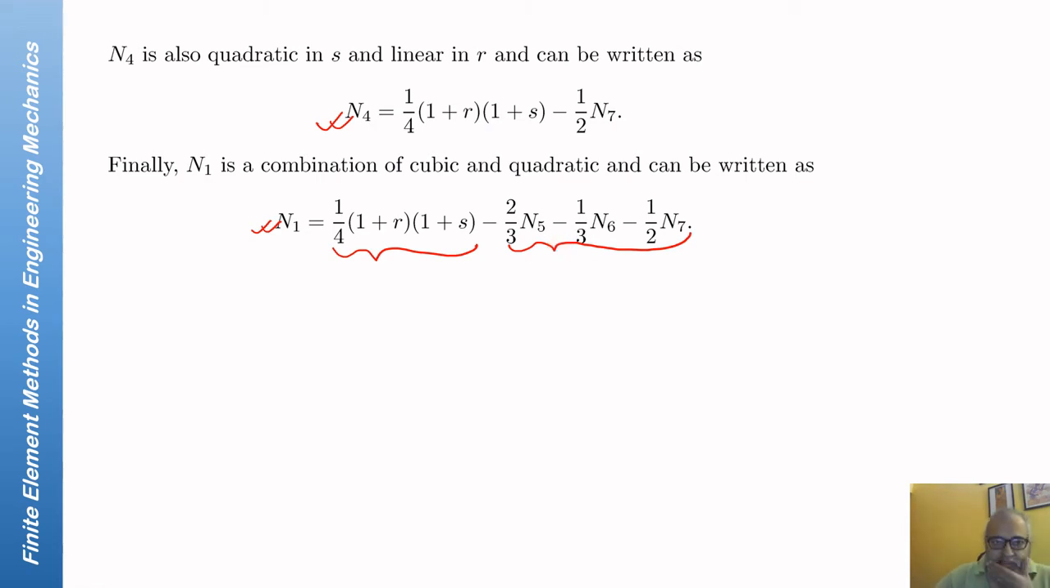Okay, so this completes our small exercise on formulating shape functions. From here on, you can take over and form the Jacobian for this case, determinant of the Jacobian for this case, both of which would depend on R and S, and then go on to find the strain displacement matrix.